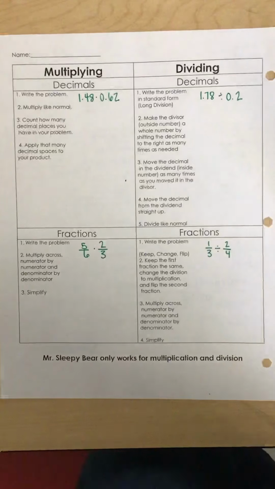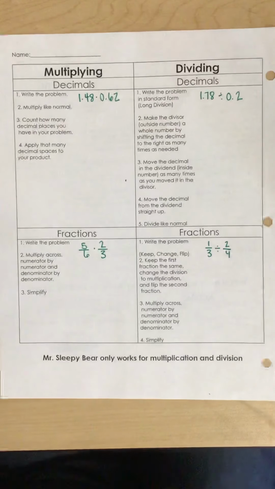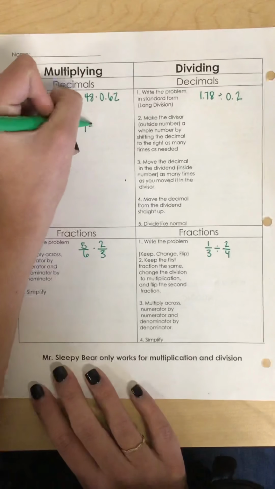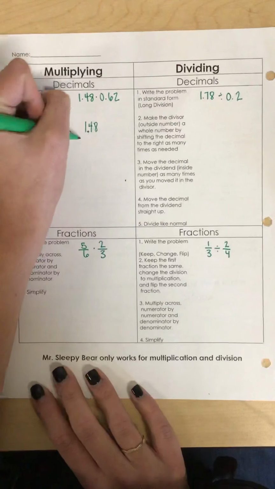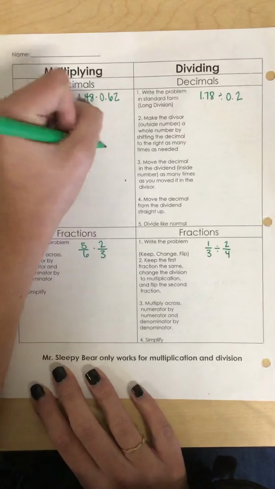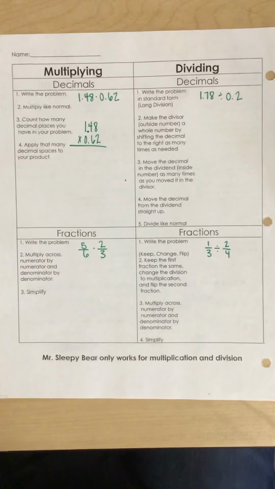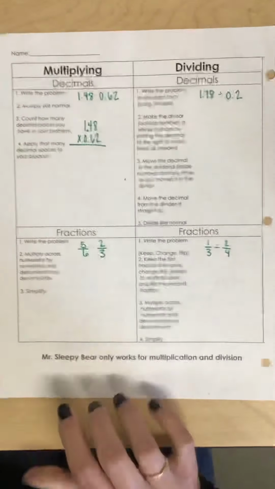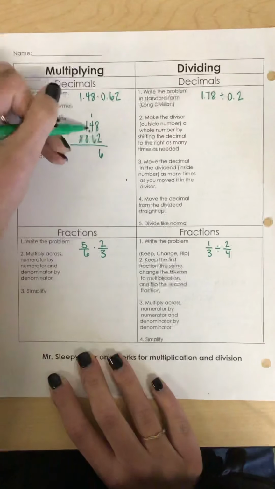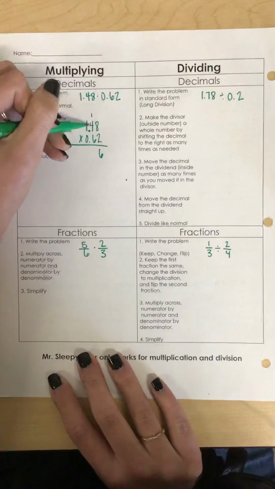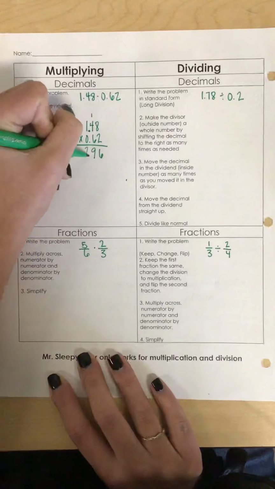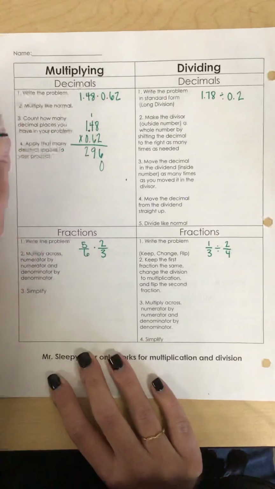Alright, so I'm just going to run through this and work it out step by step. The first thing, we're multiplying decimals. So I'm going to write it out like a multiplication problem, like you normally would. Multiply like normal. So here 2 times 8 is 16. Carry the 1. 2 times 4 is 8 plus 1 is 9. And then 2 times 1 is 2. I'm going to add a 0 for a placeholder.